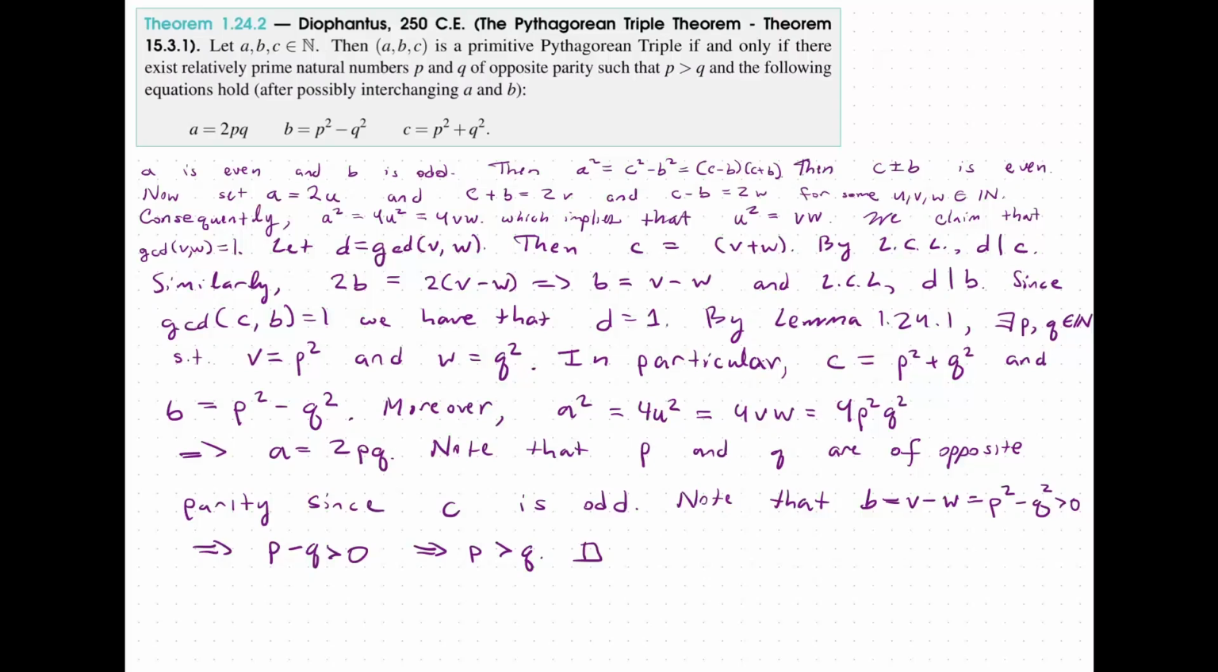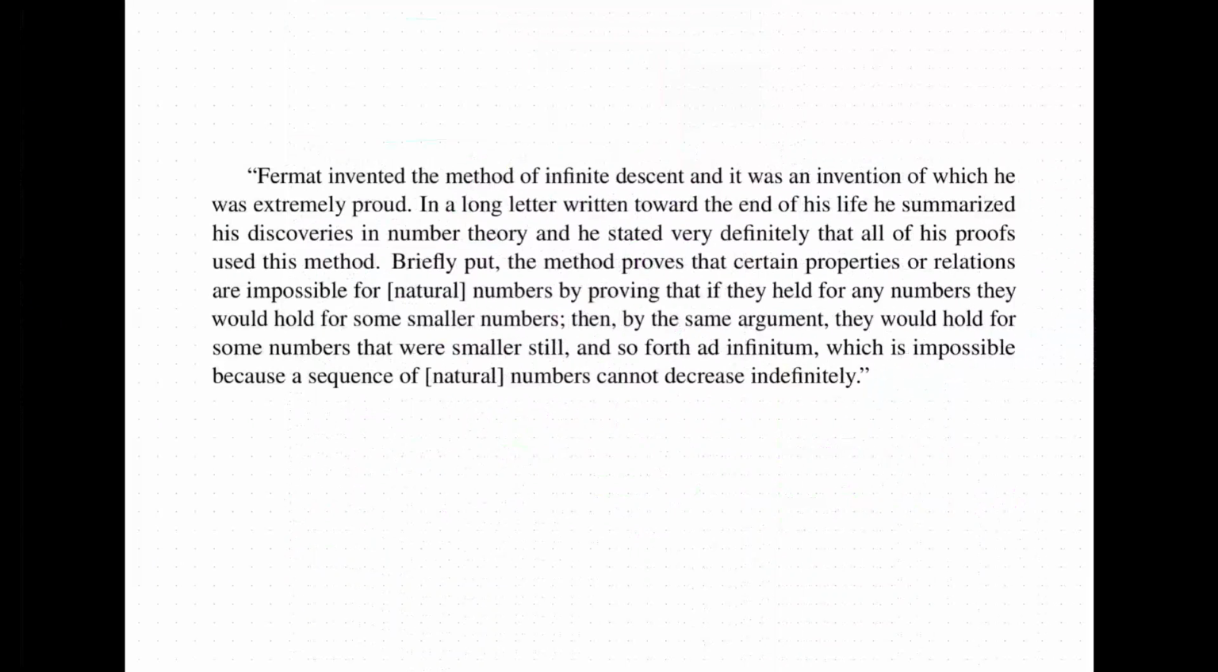But to discuss the right triangle theorem, which is the only known proof that Fermat ever wrote down, by the way, we need to talk about infinite descent. This was a technique that Euler used in his proof of Fermat's sum of squares, and this is a technique that is credited to Fermat, as Edwards, who wrote a history on Fermat's last theorem, put it: "Fermat invented the method of infinite descent, and it was an invention of which he was extremely proud."